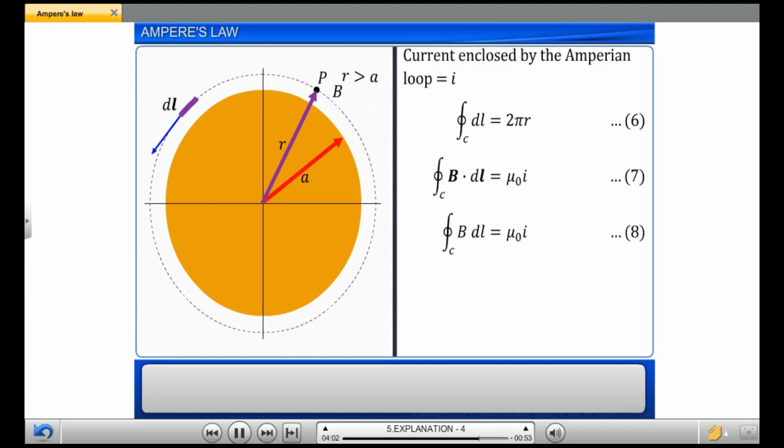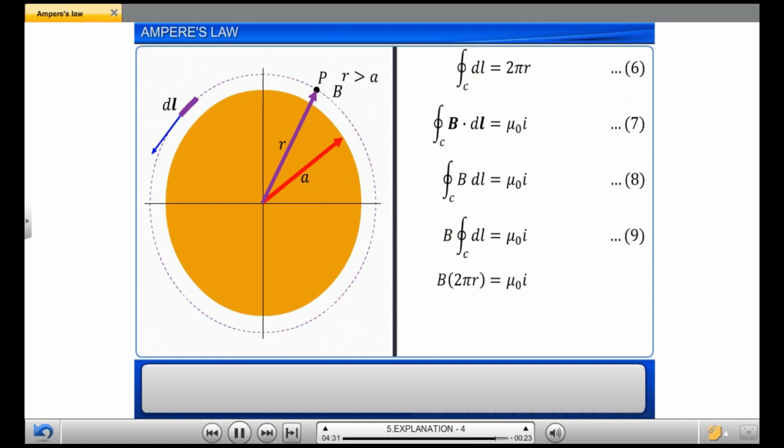The magnetic induction at every point on the Amperian loop is constant. Then, B into integral over the closed curve C dl is equal to mu naught I. Let this be equation 9. Substituting equation 6 in equation 9, we arrive at the relation B into 2 pi R is equal to mu naught I.